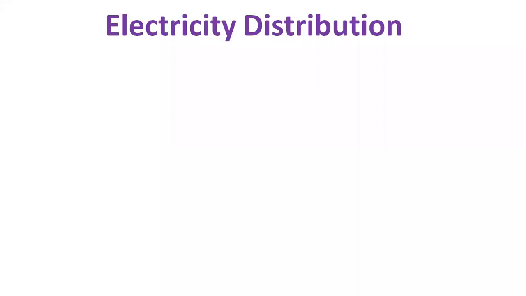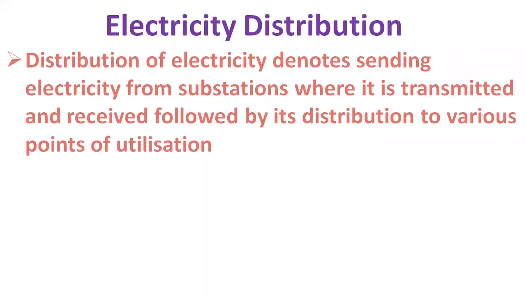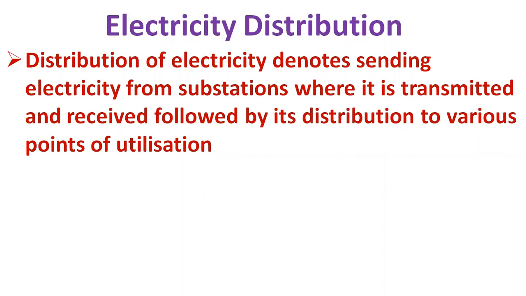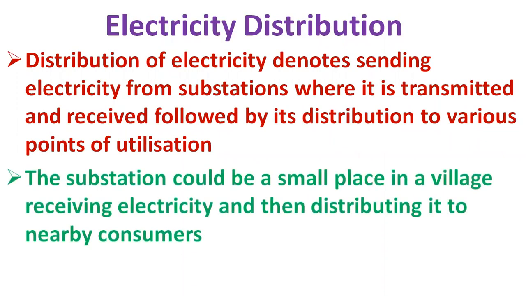Then when it comes to electricity distribution, distribution of electricity denotes sending electricity from substations where it is transmitted and received, followed by its distribution to various points of utilization.